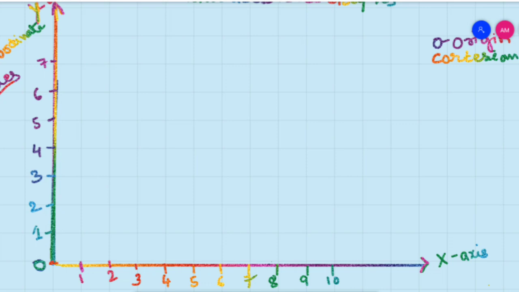See how you are going to plot the point. Let us take a point A in the plane of the graph paper. Suppose you are taking a point A here. How will you find what is the location of A? From A, you have to draw a perpendicular line.